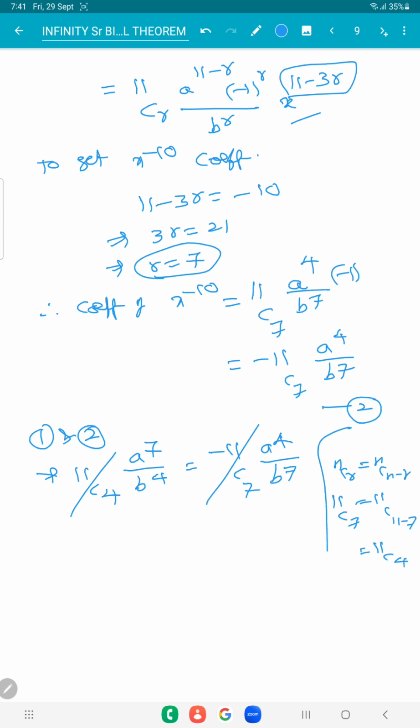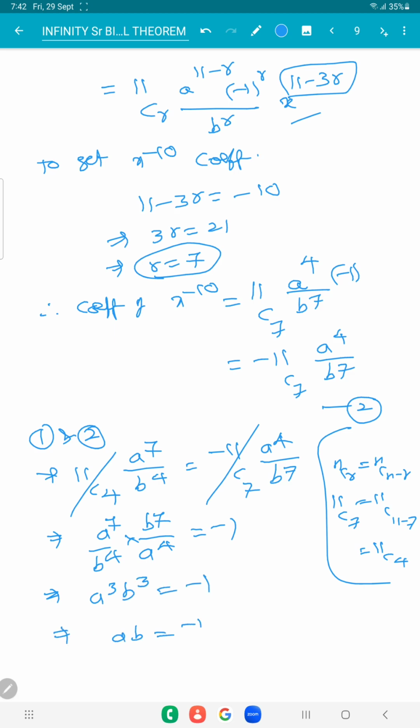11C4. So these two get cancelled, means cross multiplication. a power 7 b power 7, or else cross multiplication. a power 7 by b power 4 into b power 7 by a power 4 is equal to minus 1. So it becomes a cube into b cube is equal to minus 1. So ab is equal to minus 1. This is the relation between a and b.